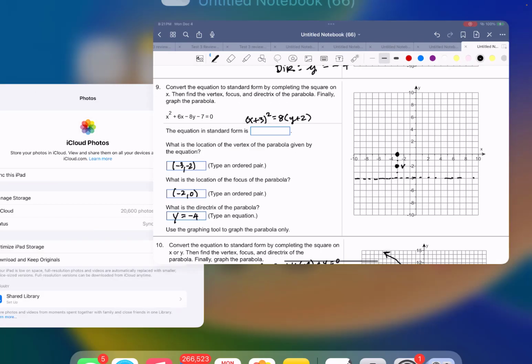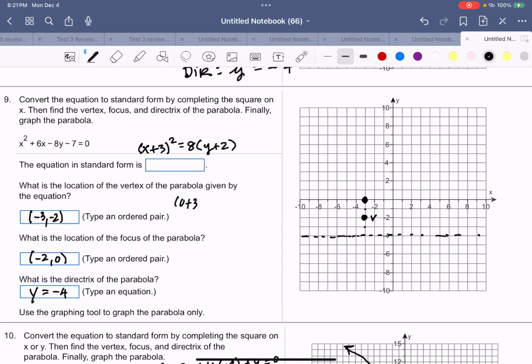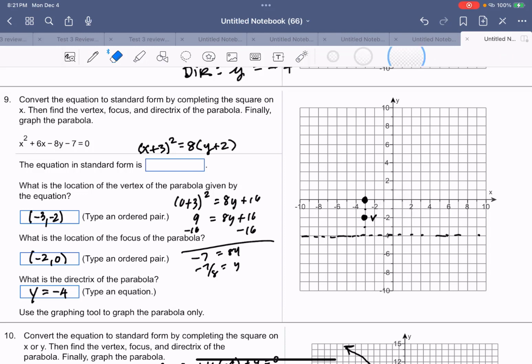So if x is 0, 0 plus 3 squared equals 8y plus 16. So that's 9 equals 8y plus 16. Subtract 16. -7 is 8y. Y is -7/8. So it's going to cross in here somewhere, -7/8. And that's not going to be something that you can graph in MyMathLab. So we're going to have to pick something else.